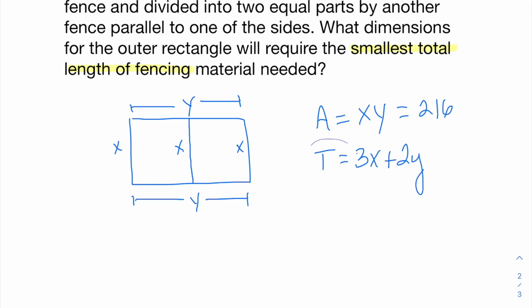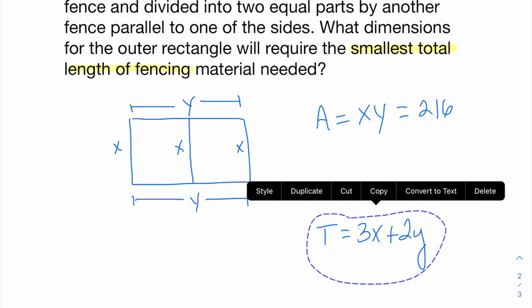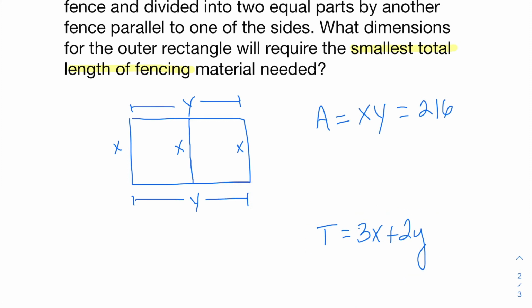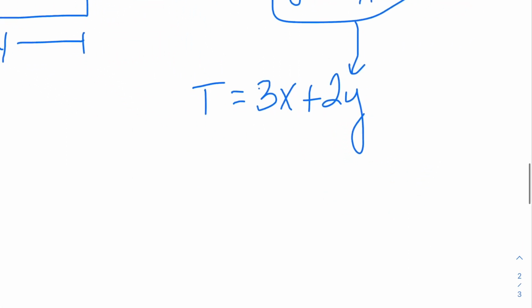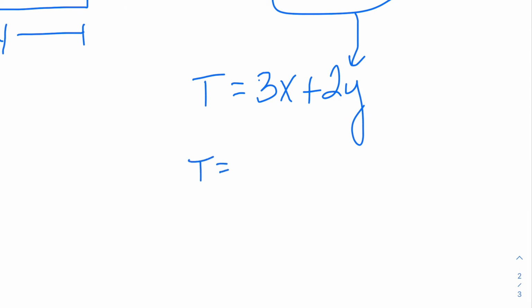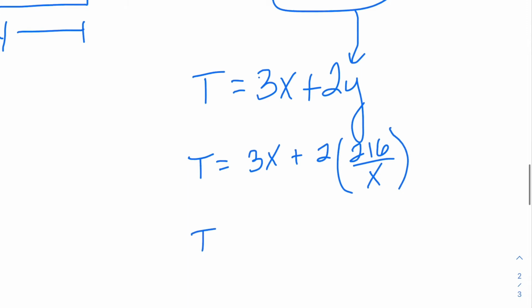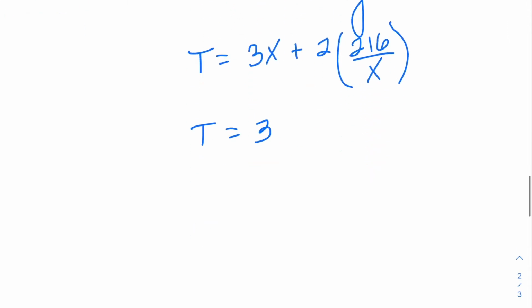But based on this area equation, we can say that y is equal to 216 over x, and then use a little bit of substitution in place of y so that we can have our total length of fencing in terms of just one variable. So here we would have 3x plus 2 times 216 divided by x. And this would simplify to our total length of fencing is 3x plus 432.